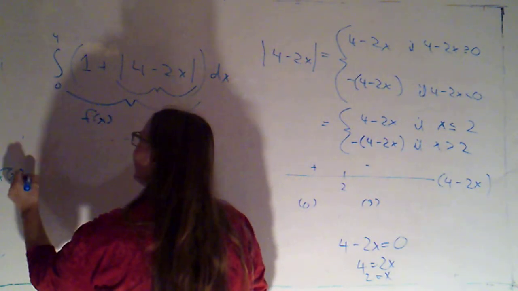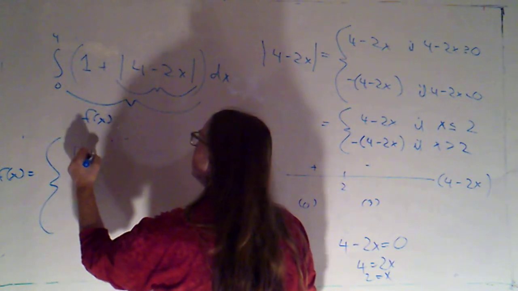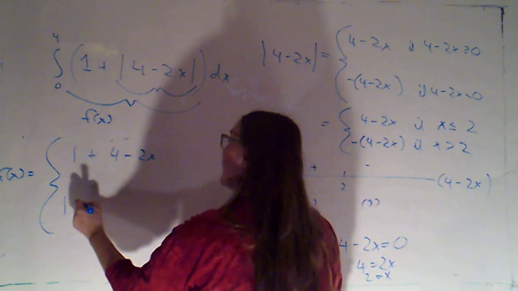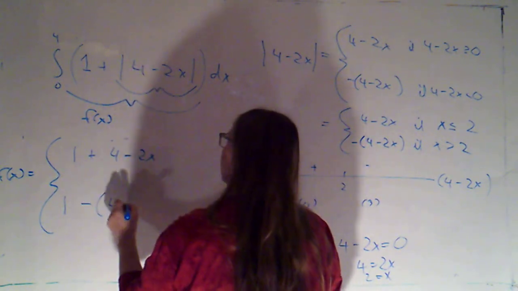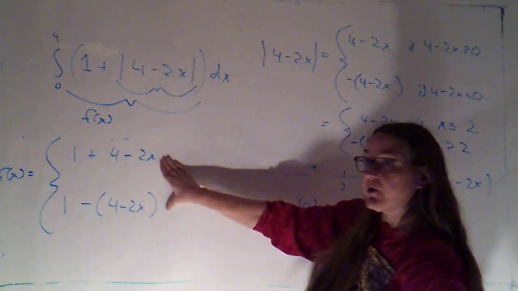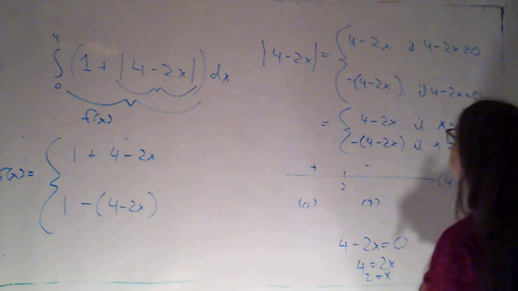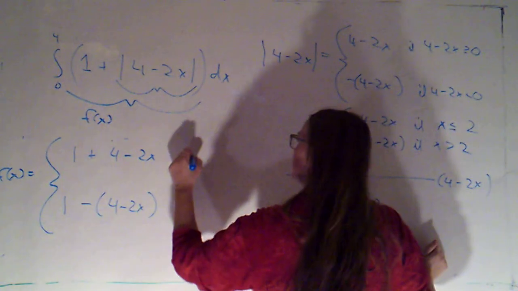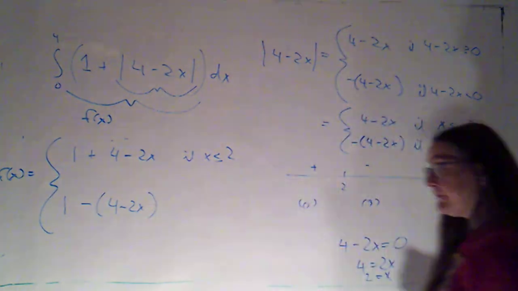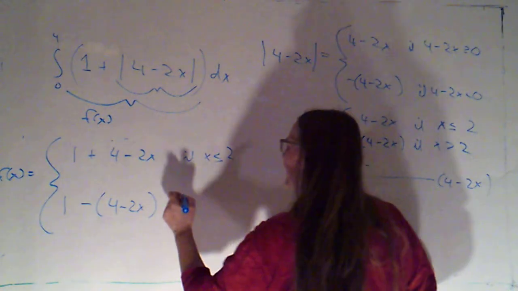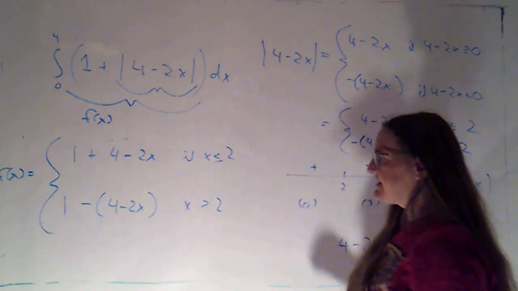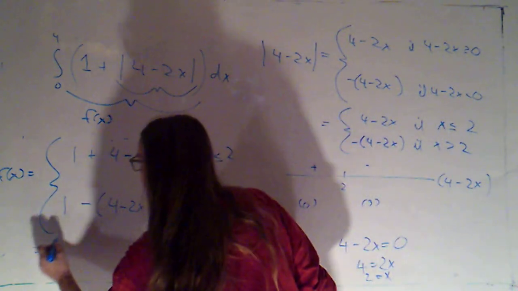And then I can say f of x is going to be either 1 plus 4 minus 2x, or it's going to be 1 plus the opposite, so minus 4 minus 2x. And that's going to be determined by how I would evaluate this absolute value. I would evaluate it to 4 minus 2x if x is less than or equal to 2, and I would evaluate it to negative 4 minus 2x if x is greater than 2.